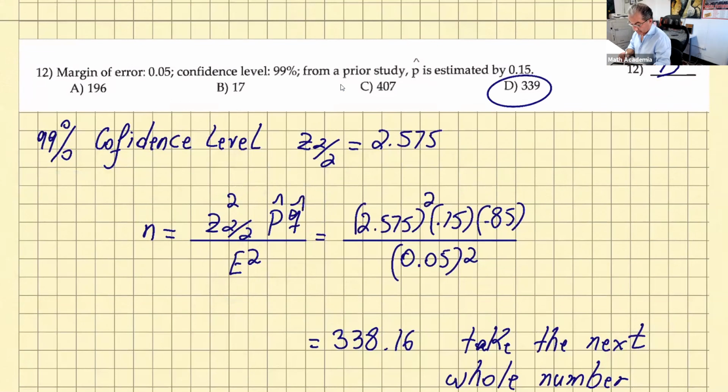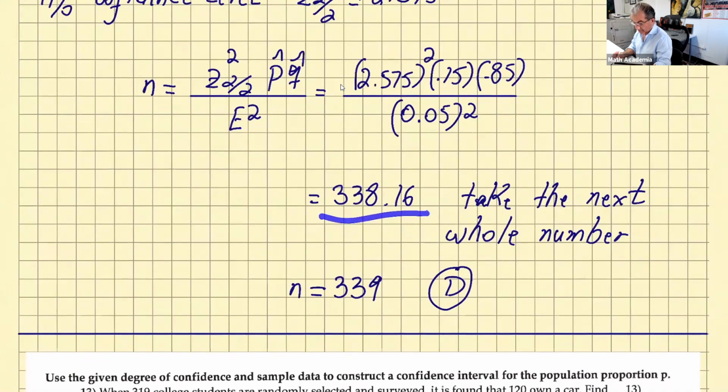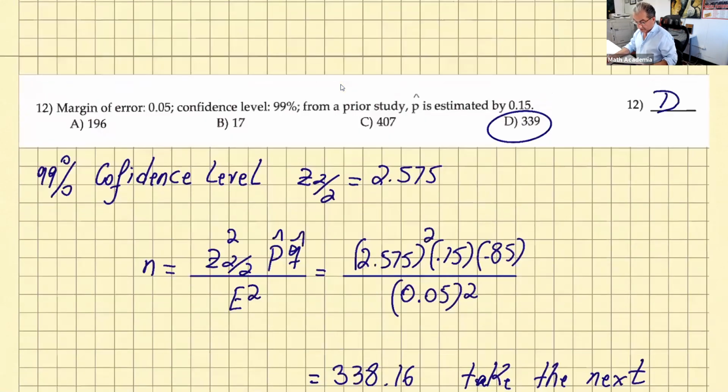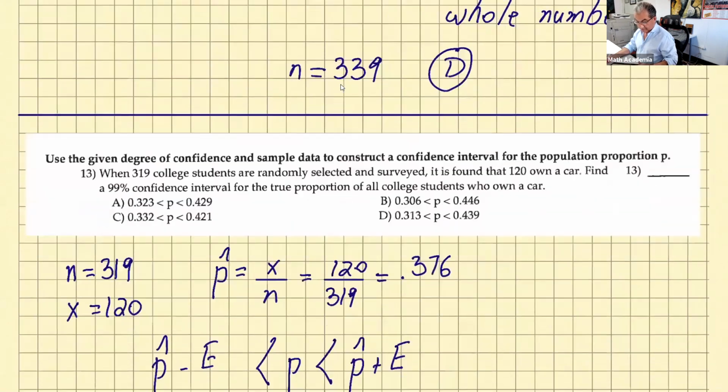For a 99% confidence level, we know z sub alpha over 2 is 2.575, squared, times 0.15 times 1 minus 0.15, which is 0.85. Divide by 0.05 squared. If you do that, you get 338.16. Be very careful because for sample size, we always take the next whole number. Do not round it off, round it up. So n is going to be 339, and D is the answer.